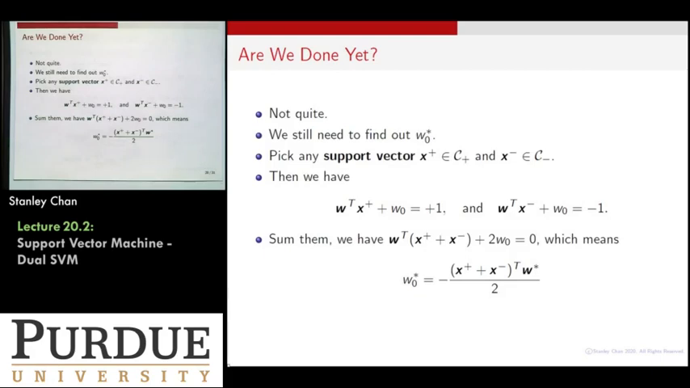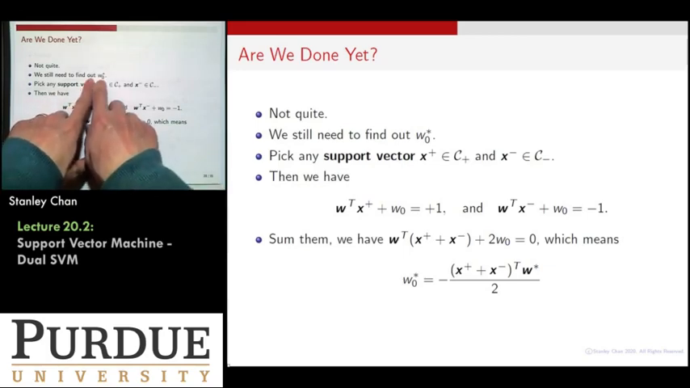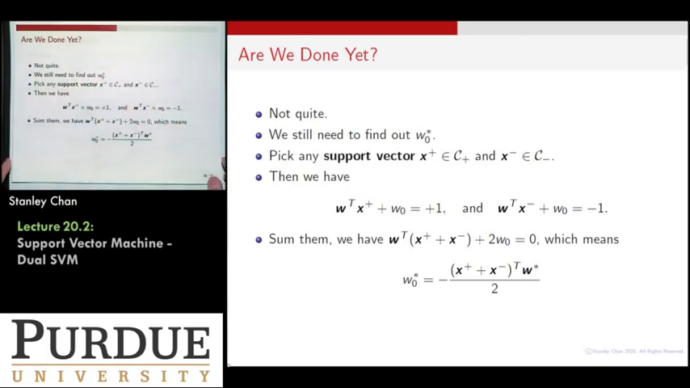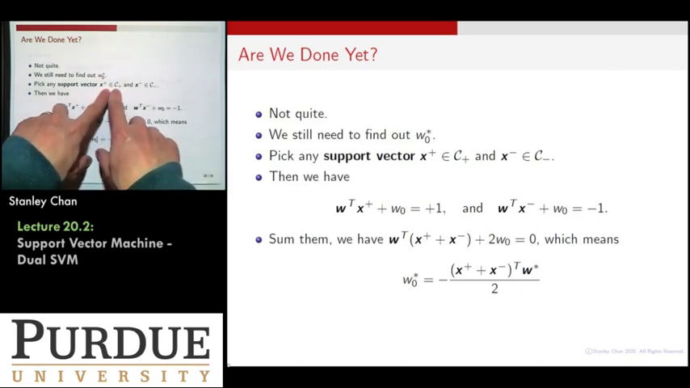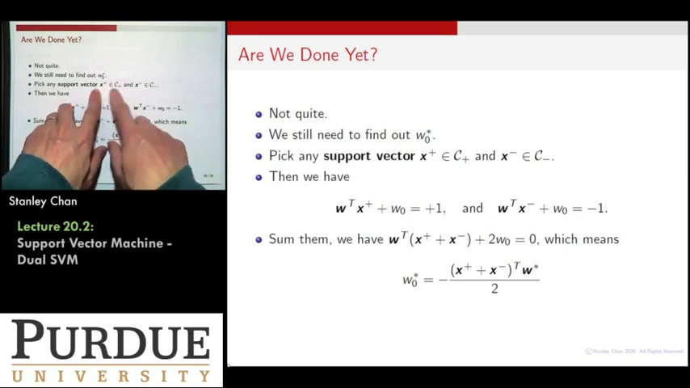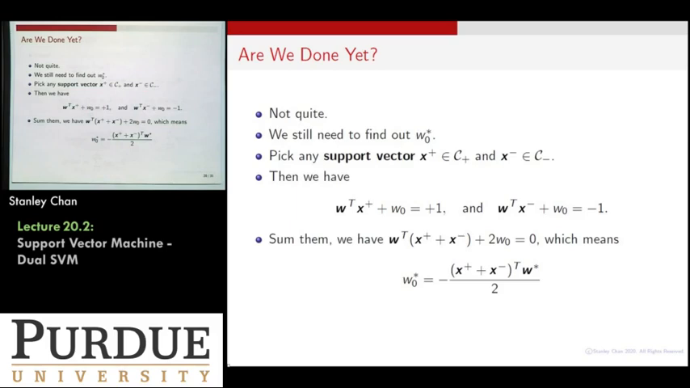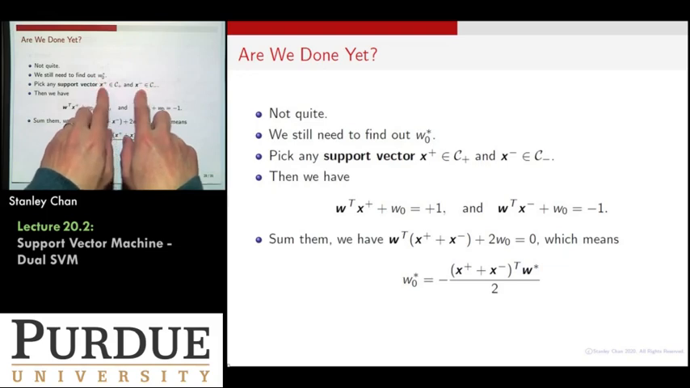Now, of course, the world is not that simple. Are we done yet? Not quite. You still need to figure out the W0 star, but that's a lot easier. What you do is you go to your data sets, and then you pick a x plus and x minus. They are the support vectors in your set. You should be able to find at least one of those in each part. So they are the support vectors.